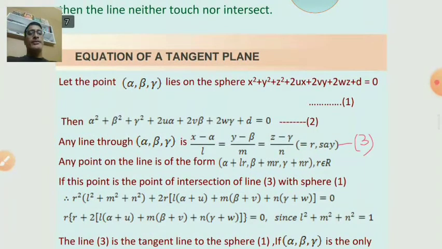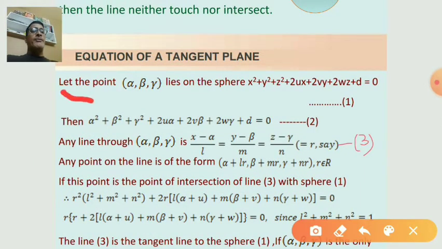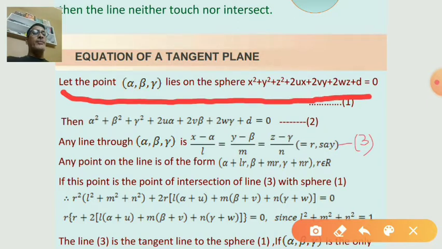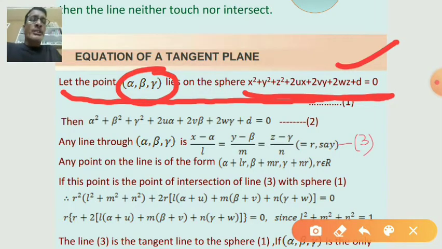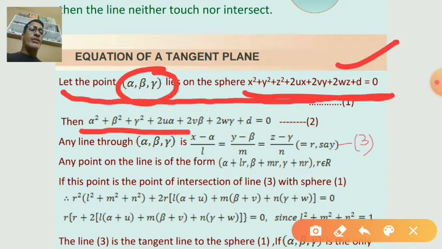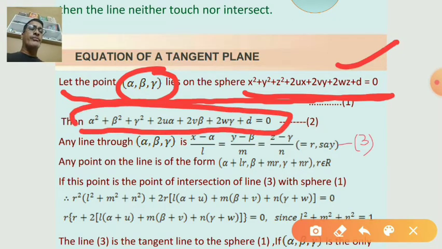See this. Let the point alpha, beta, gamma lie on the sphere x square plus y square plus z square plus 2ux plus 2vy plus 2wz plus d is equal to 0. Since alpha, beta, gamma is a point on the sphere, it satisfies the equation of the sphere. Therefore, we can write: alpha square plus beta square plus gamma square plus 2u alpha plus 2v beta plus 2w gamma plus d is equal to 0.